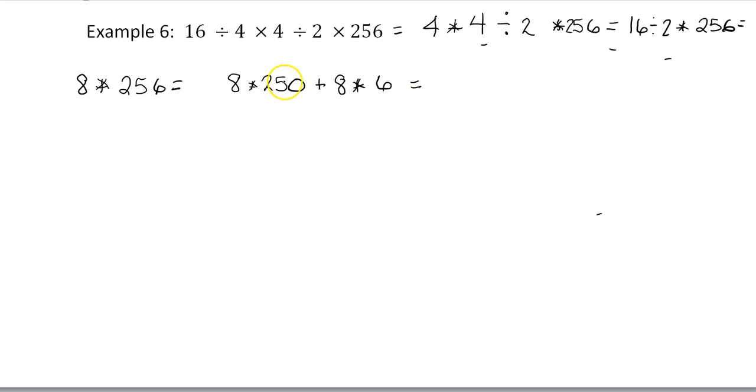So since I have 8 times 250, well, 4 times 250 would be 1,000, so that's going to be 2,000. And then 8 times 6 is going to be 48. So I have 2,048. And again, I'm going to show you how I do that with lattice multiplication.